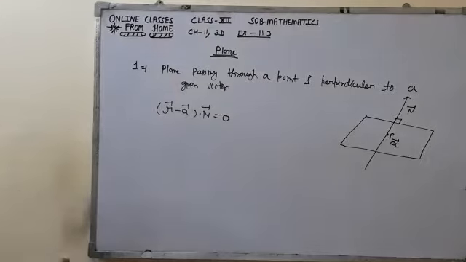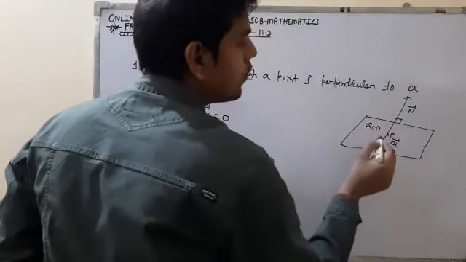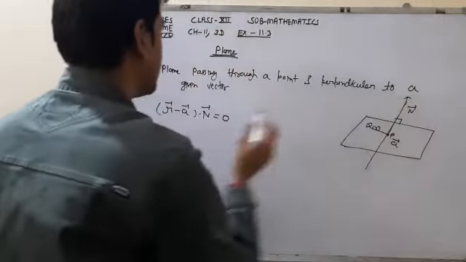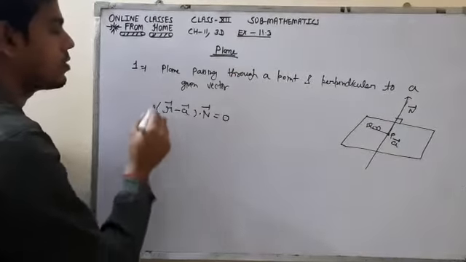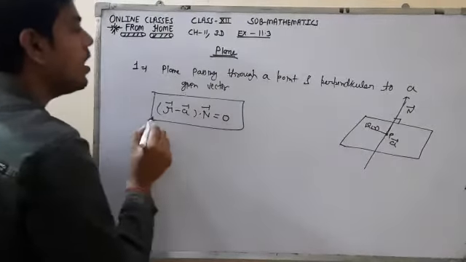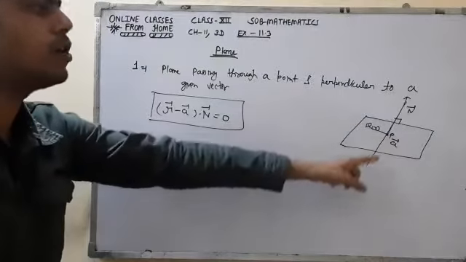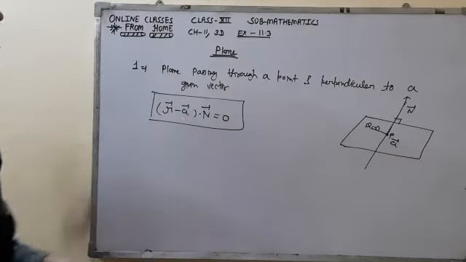The derivation of this is simple. Take any point Q whose position vector is r. So obviously PQ would be perpendicular to the n vector. So their dot product would be 0, and that would be r minus a, dot n, equals 0. So this is the equation of a plane which is passing through a point P and perpendicular to a vector n, where a is the position vector of the point through which the plane is passing.